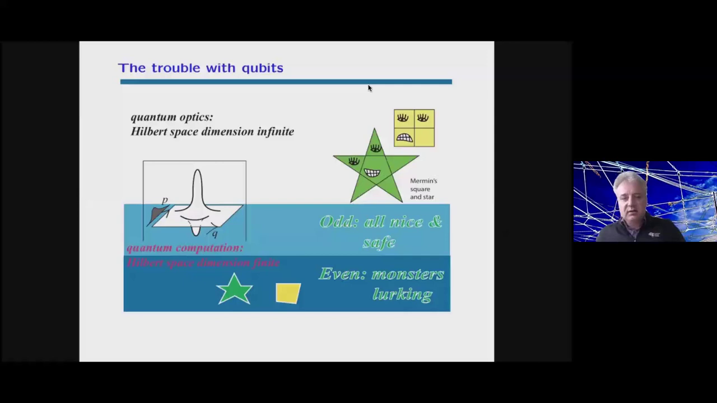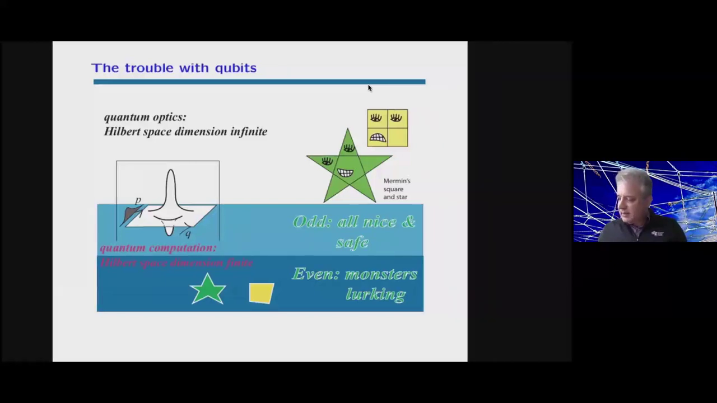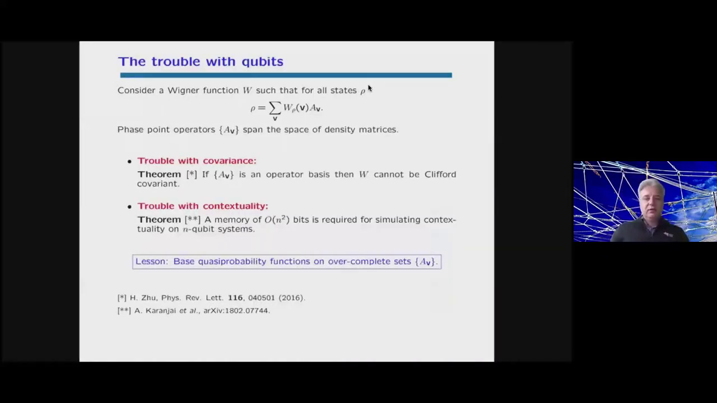And the reason why this is so are these little monsters here, Mermin square and Mermin star. I don't have the time to go into explaining this connection in detail, but this is really where all the problems come from in even dimension. And it starts with covariance. Let's not get ahead of myself. Let's just define the object that we're looking at.